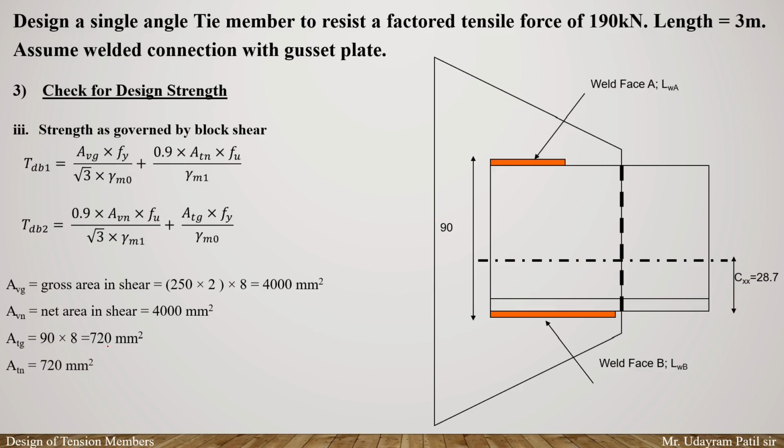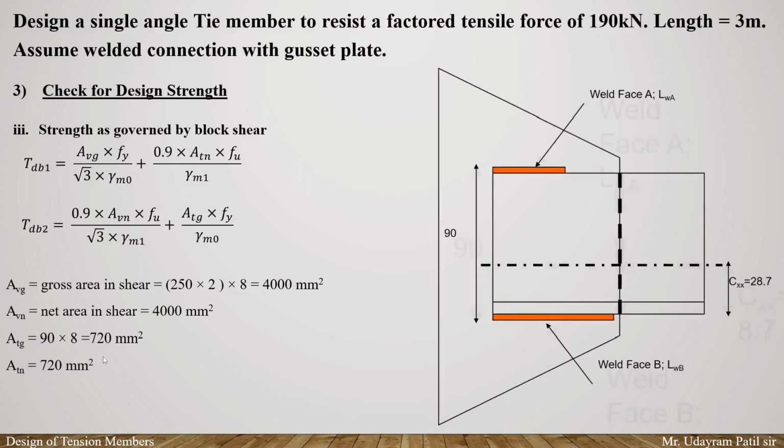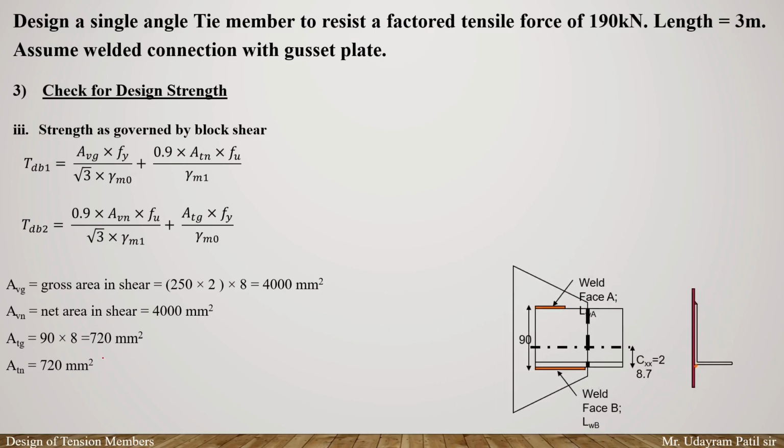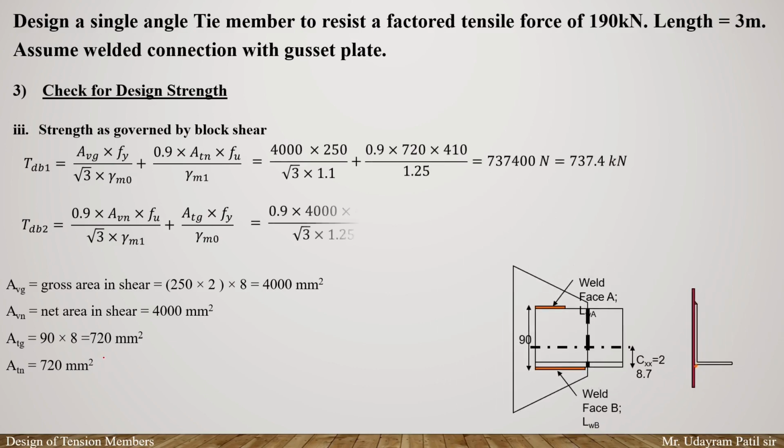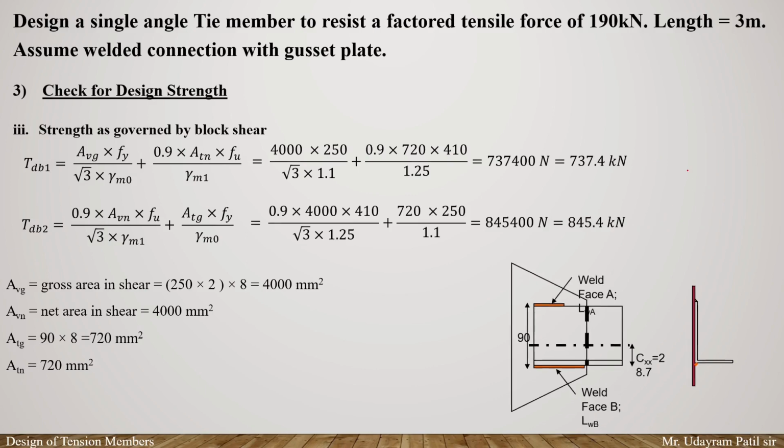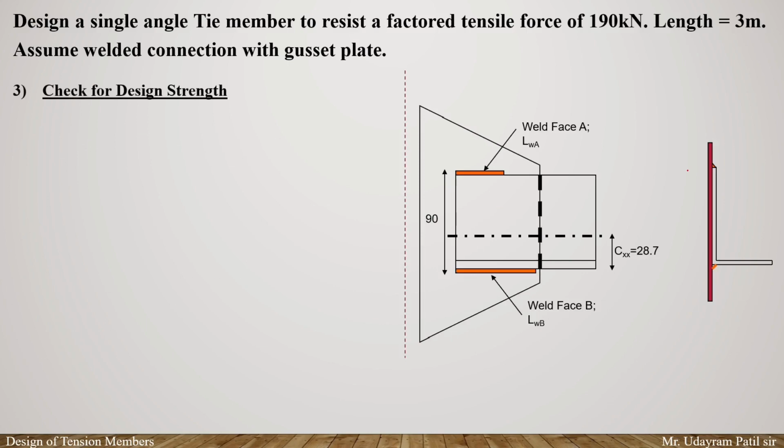ATN will be equal to 720 again. ATG and ATN, gross area and net area, will be the same as there is no bolt connection. So again, putting all of these values in our formula, we get the value of TDB1 as 737.4 kilonewton, TDB2 equals 845.4 kilonewton. Remember that the value here is very high, because here there is no net area. So always in case of block shear, the welded connection's value comes out higher compared to the bolted connection. So again, we will summarize.